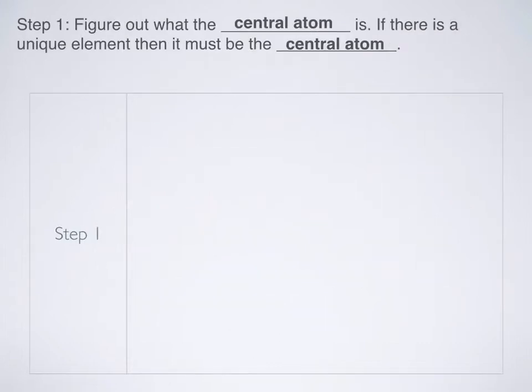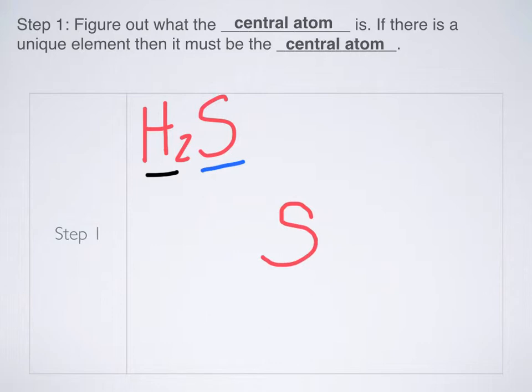All right, and so our last example is for the molecule H2S. Just like before, I'm going to go through all my steps. So step 1, find the central atom. I only have H's and I have a sulfur. Since sulfur is my unique atom, that's the one that's going to go in the center. So I would have sulfur in the middle, and 2 hydrogens on the outside.